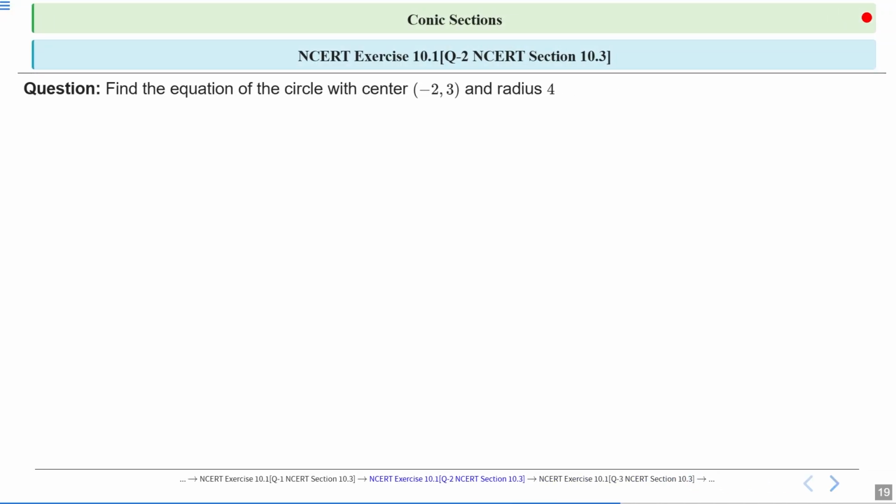Now look at question number 2. In this question we have to find the equation of the circle with center (minus 2, 3) and radius 4. So students, first of all try it yourself. You have 30 seconds to try to solve this question. After that we will solve it.